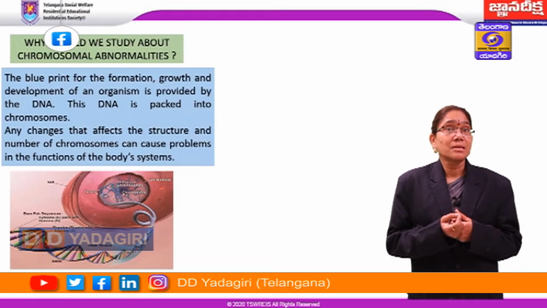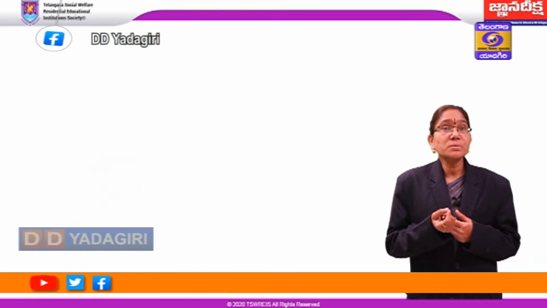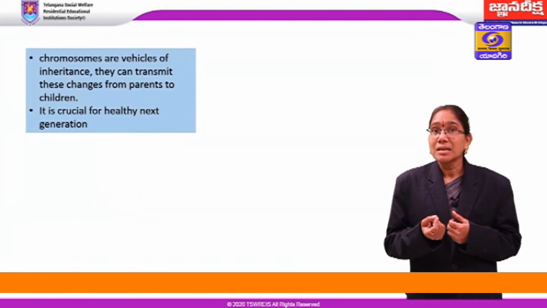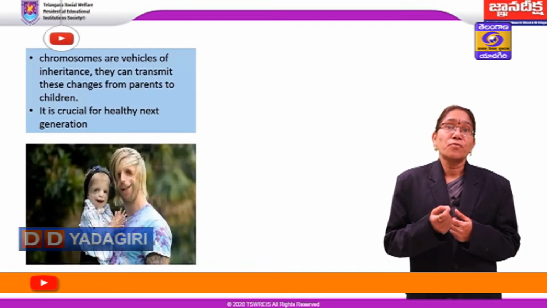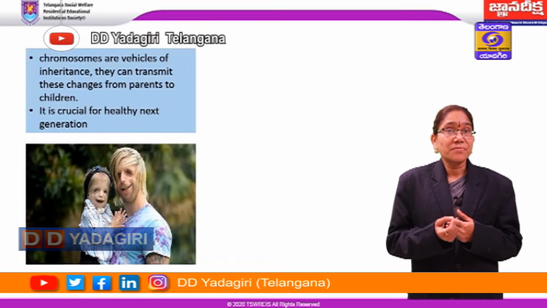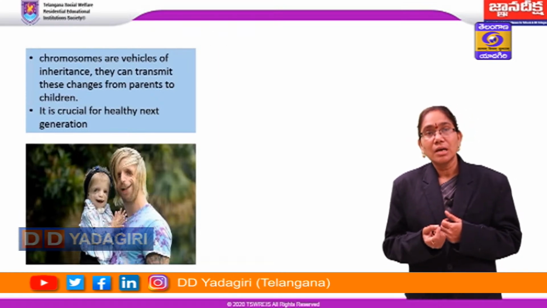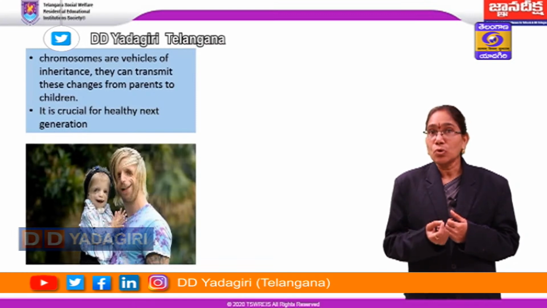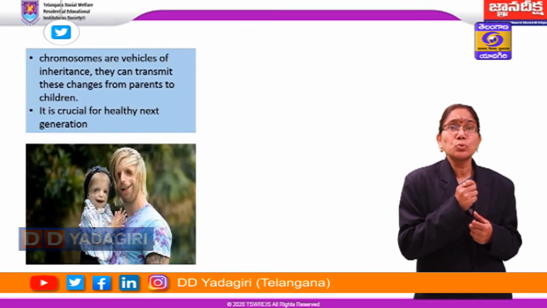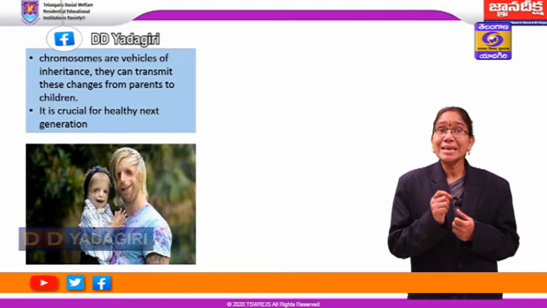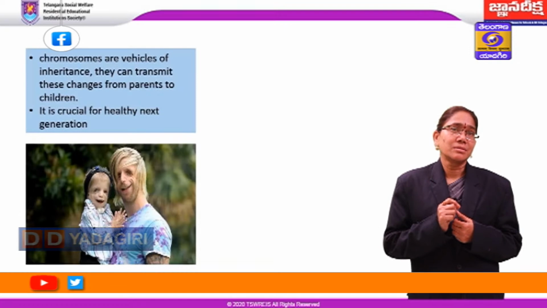Not only this, as you know, chromosomes are vehicles of inheritance. They can pass these changes from parents to children. If a person is suffering from a genetic disorder, he could pass that disease to his children. So, it is very crucial to know the abnormalities of chromosomes for a healthy next generation.